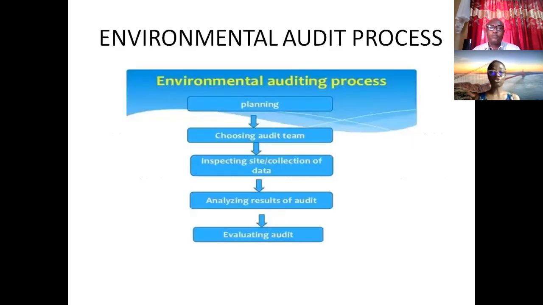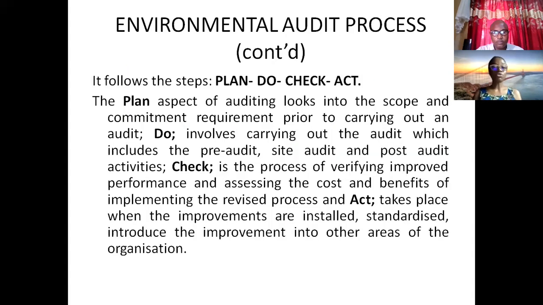This is to show you the steps involved in an environmental auditing process. It starts with the planning. You choose the audit team, inspect the sites, and collect data. In this process, you have an interview, you have an interface with the organization, you go around the facility to see what exactly is happening there, collect data, you analyze the results of the audit, and thereafter you evaluate the audits and generate a report. A typical audit process is undertaken in 4 steps. You plan, do, check, and act.